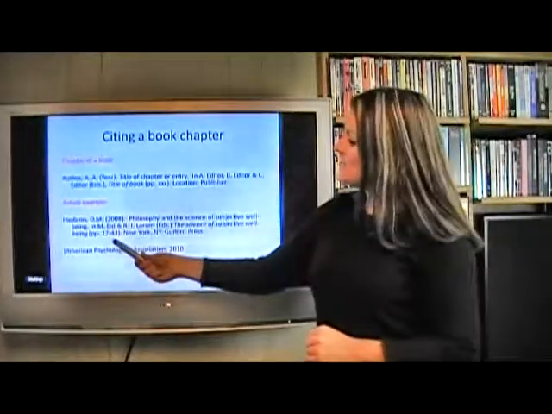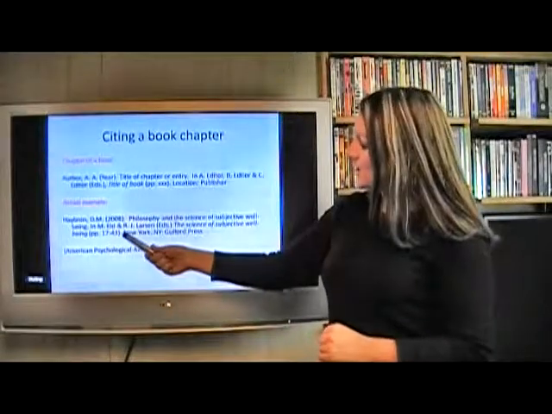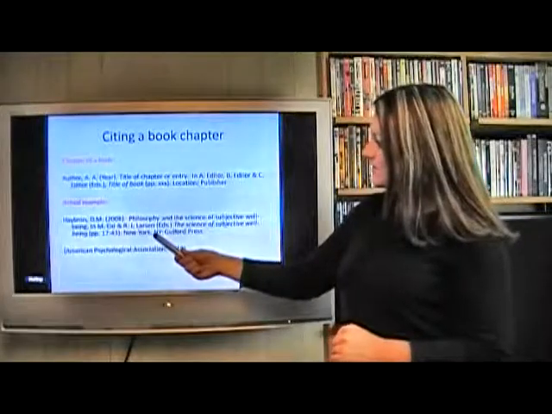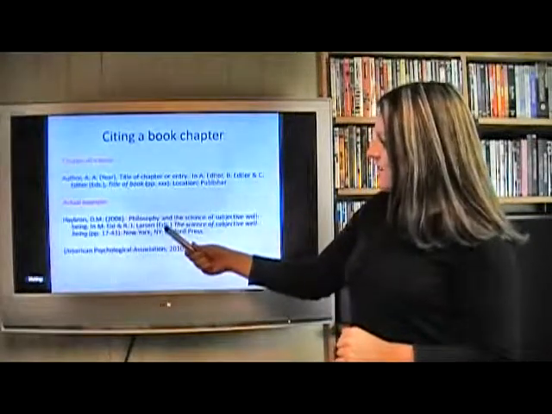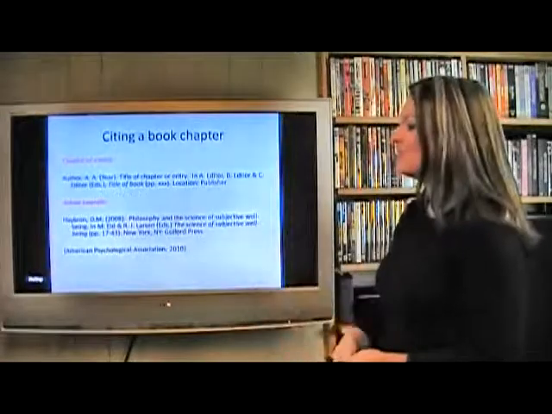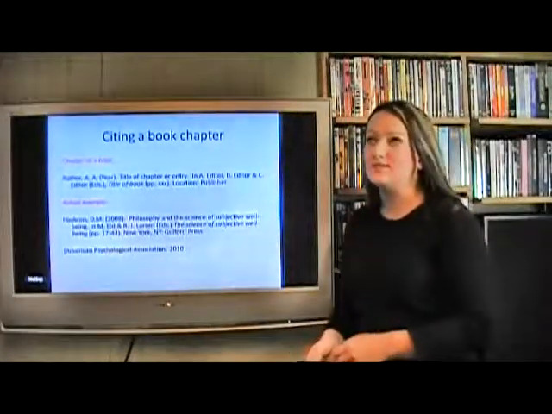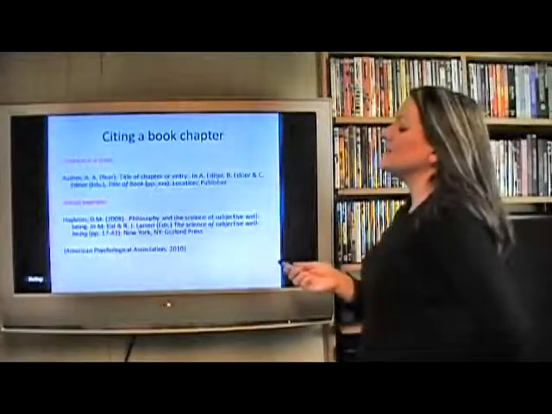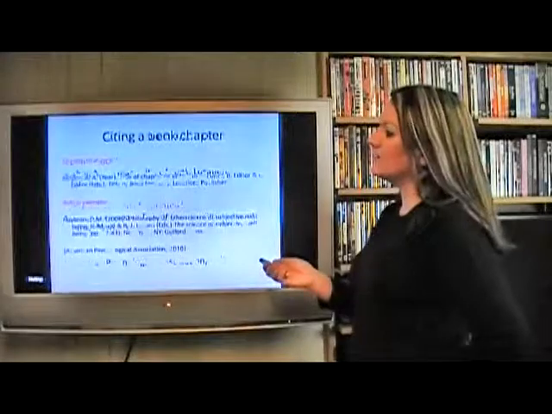And then we have the page numbers. Period. Remember the period after the page number. And then we have New York, the location, and then we have the colon, and then the name of the publisher. And this is an example from the APA 6th edition manual as well. So that's how you place a reference for a chapter of a book.